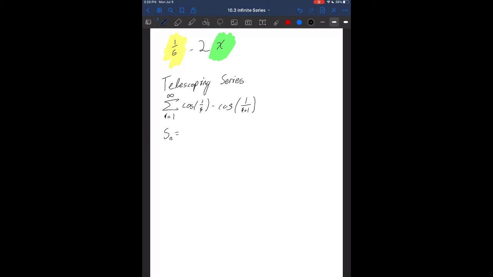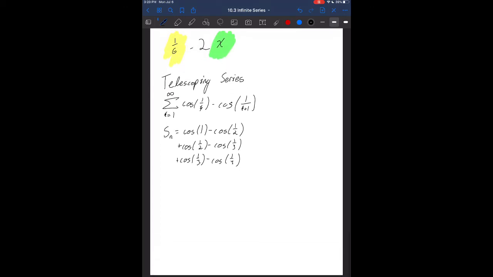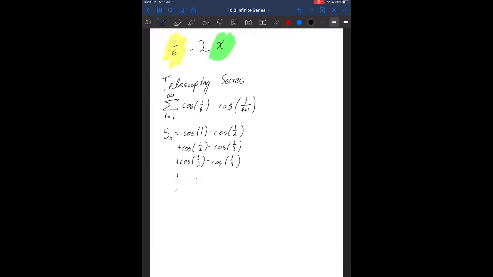So if we write out the partial sums, call it S sub n, this is going to be cosine of 1 minus cosine of 1/2. This is what happens when we plug in 1, plus cosine of 1/2 minus cosine of 1/3. This is what happens when we plug in 2, plus cosine of 1/3 minus cosine of 1/4, and all the way down to cosine of 1 over n minus cosine of 1 over n plus 1.